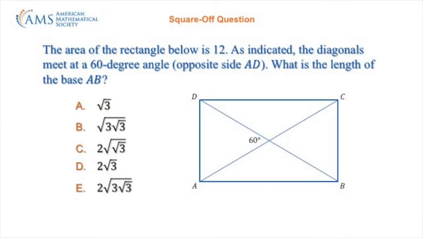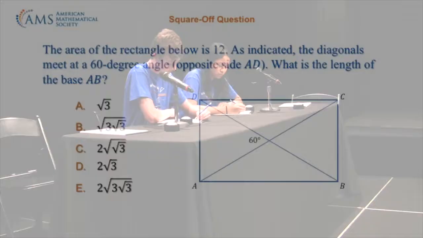Here we go. The area of the rectangle below is 12. As indicated, the diagonals meet at a 60-degree angle, labeled there opposite side AD. What is the length of the base, AB? Is it square root of 3, 2 times the square root of 3, or 2 times the square root of 3 square roots of 3?